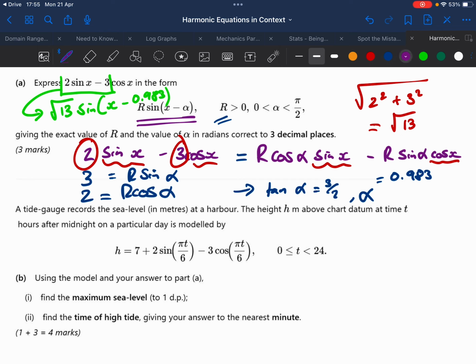the idea is that we're supposed to use this typically in the next part of the question. So a tide gauge records the sea level in meters at a harbour. The height above the chart at time t hours after midnight is given by this equation. So what are we supposed to notice? Well, we are supposed to notice that this 2 sine x minus 3 cos x is pretty much the same as this bit here. However, with a few changes.